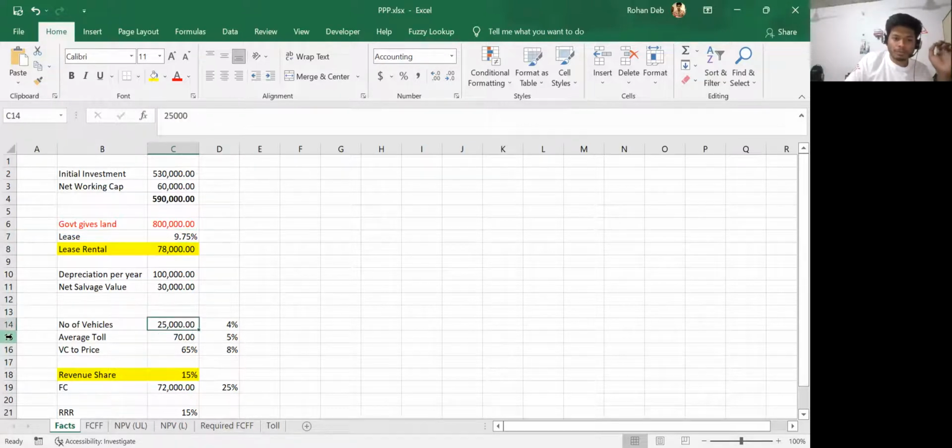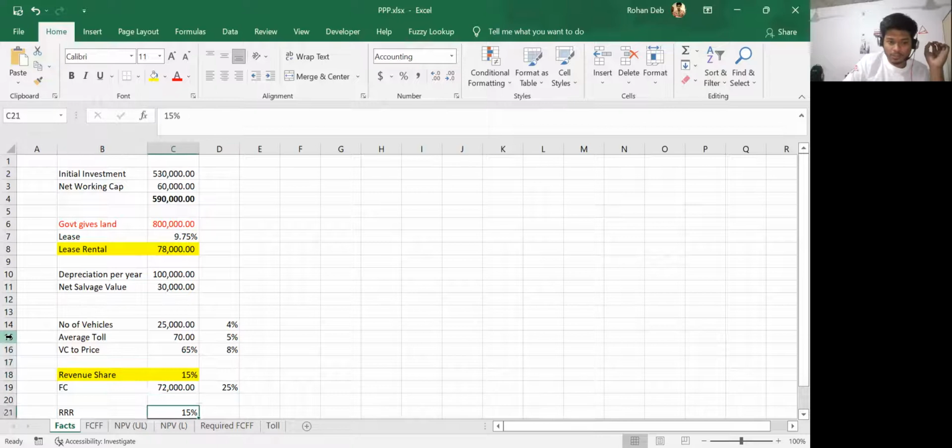Right now what we have been told is 25,000 cars are traveling every year on that road, each giving me 70 rupees every time it travels. Okay, 65% of whatever money I acquire is my variable cost, and 15% of whatever money I acquire, I have to give to the government as a revenue share. Fixed cost is 72,000. So fixed cost 72,000 is given. Okay, now for now, ignore these figures. I'll explain what they are, but it's not relevant for the sum.